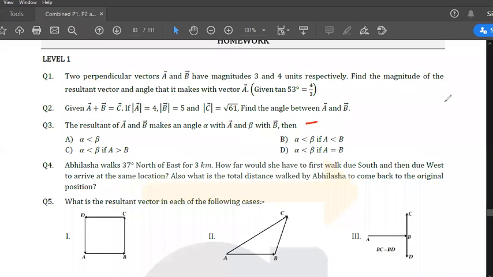See now, see this. If this is bigger and this is smaller, just think about this. If this is bigger and this is smaller, then it will tilt more, na? Right? You'll have more of this component. So if A is bigger, then alpha will be smaller. Yes or no? Just think about this.